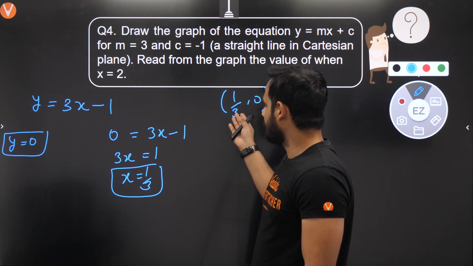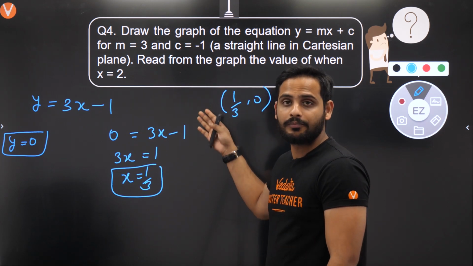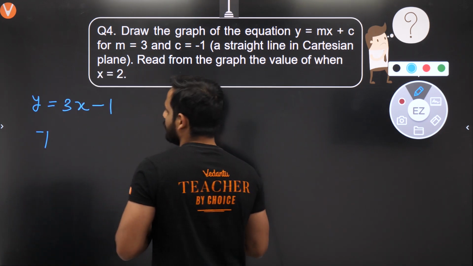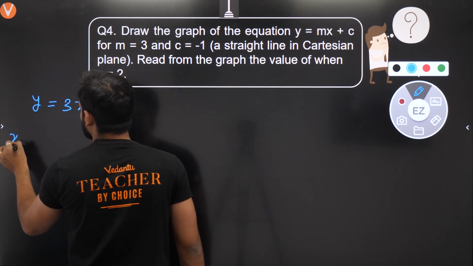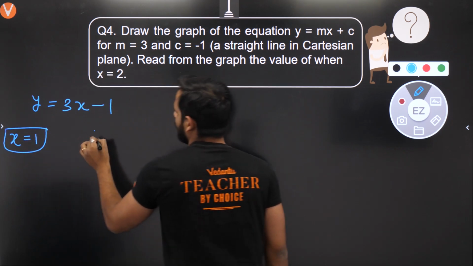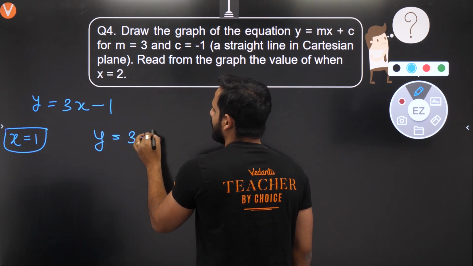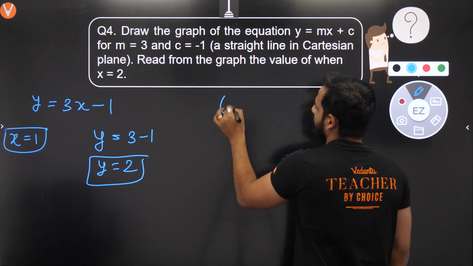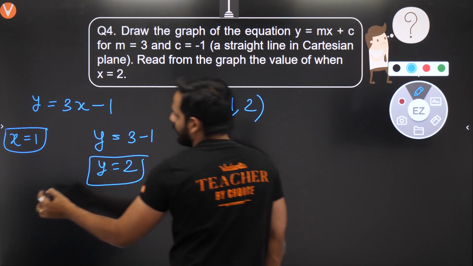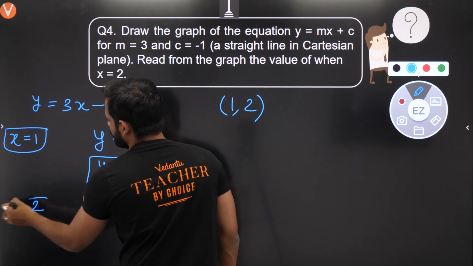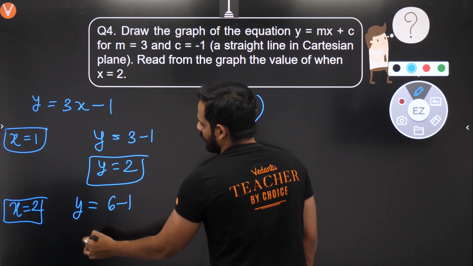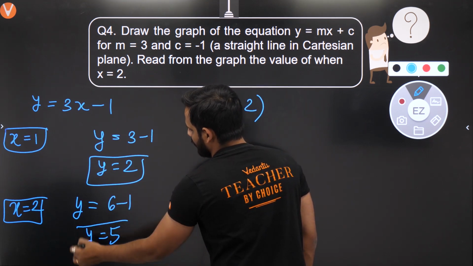Okay, if you are facing difficulty plotting 1 by 3 comma 0, do one thing, assume the values of x. Let's say x is equal to 1. So in that case, y is equal to 3 into 1 is 3 minus 1. So I can say y is equal to 2. Now these are good points, right? 1 comma 2. Second point, let's say, sir, x is equal to 2. So you'll get y is equal to 3 into 2 is 6 minus 1, y is equal to 5.